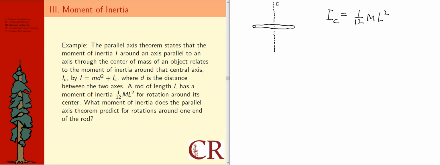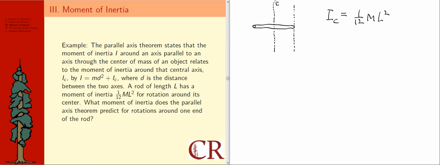So in other words, the moment of inertia that we're given of 1/12 ml squared, where L is the length of the rod, is really the moment of inertia around this rotation axis. The question we're asking, though, is what would the moment of inertia be around a rotation axis that's at one of the ends of the rod?